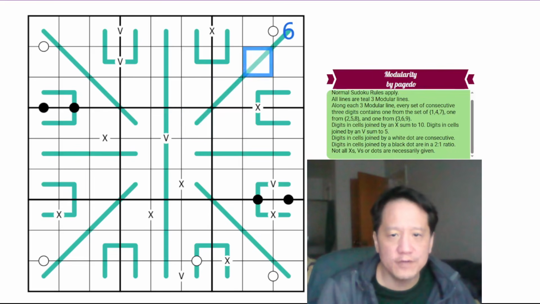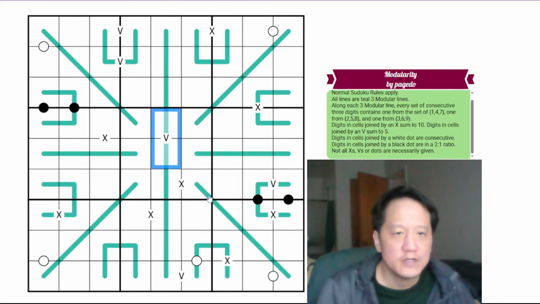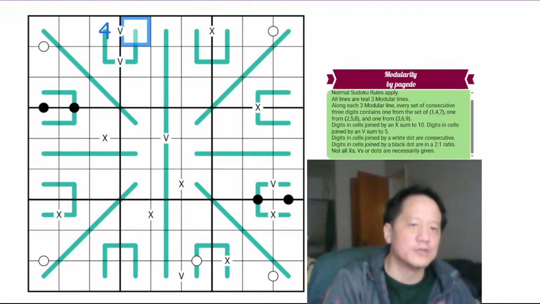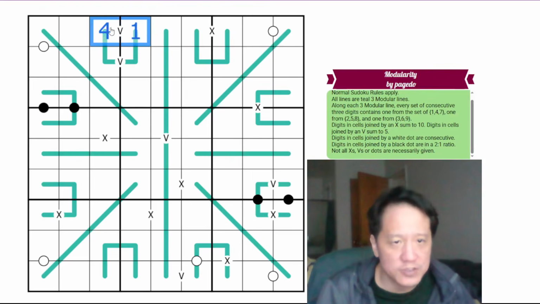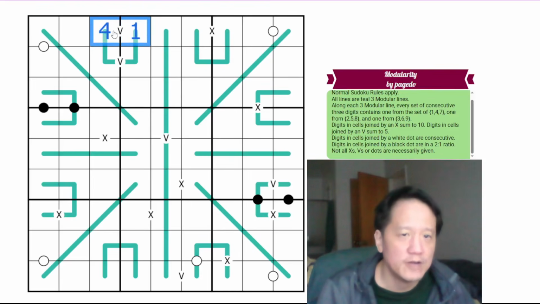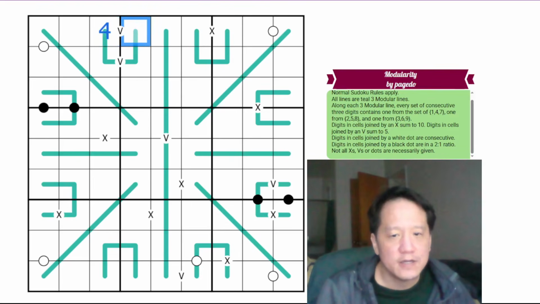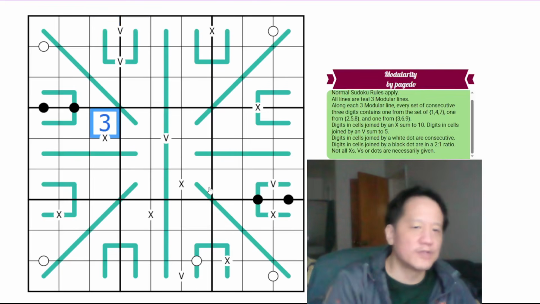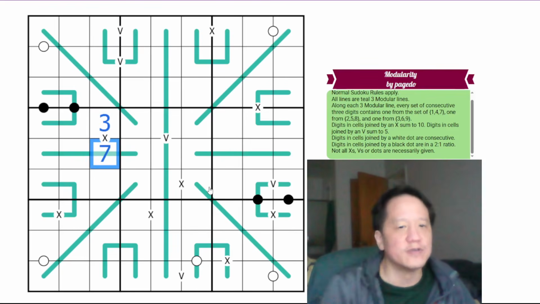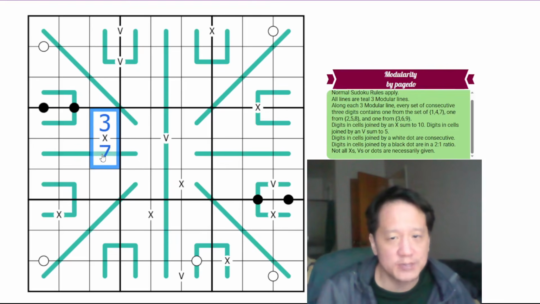We have also digits in cells joined by an X sum to 10. Digits in cells joined by a V sum to 5. So for example, if this were a 4, this would have to be a 1, because these two digits must add up to 5. If you had a 3 here, this would have to be 7, because these two digits must add up to 10 because there's an X in between them.